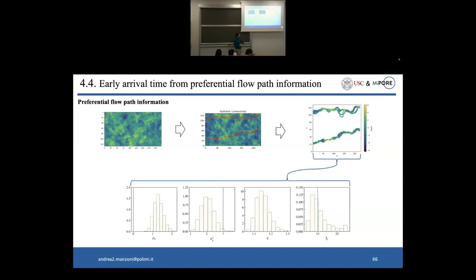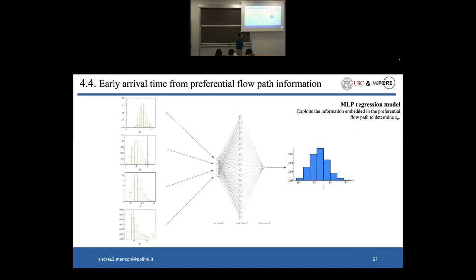Now let's talk about the second step of the 3rd phase. The idea here was, can we estimate the early solute arrival time starting from the information within the preferential flow path? In order to do so, we extracted the average hydraulic conductivity, the standard deviation of the hydraulic conductivity, the tortuosity, and the integral scale within the preferential flow path in order to feed a neural network model that provides as an output the early arrival time.